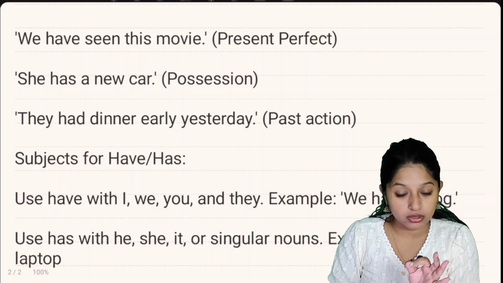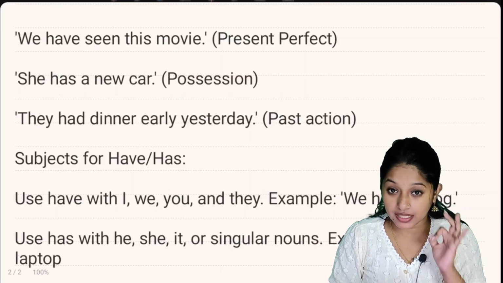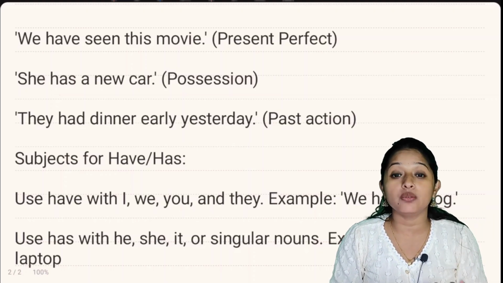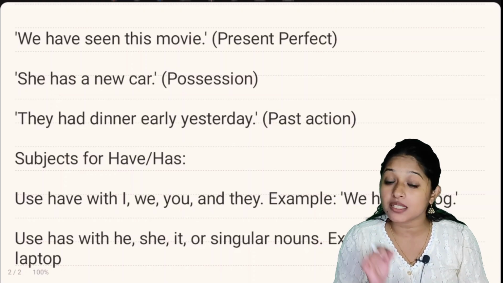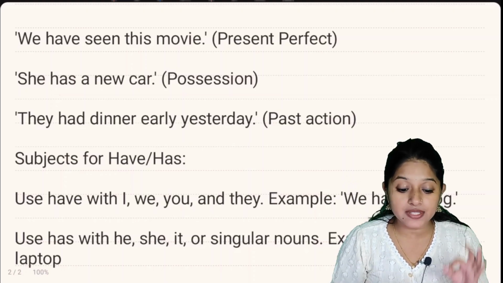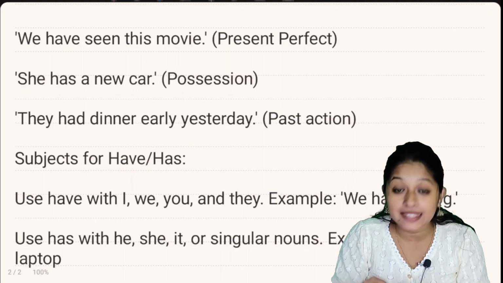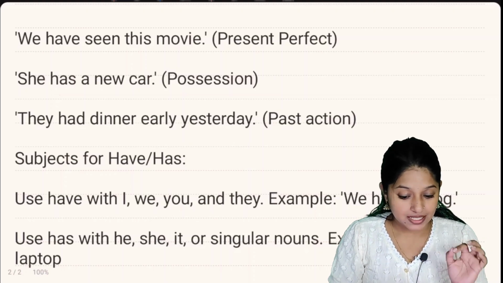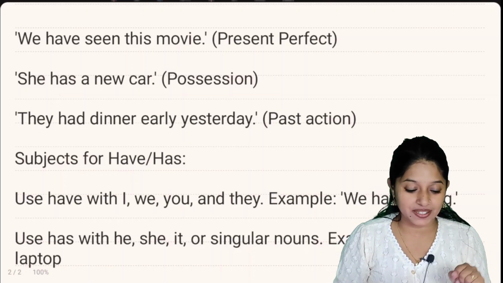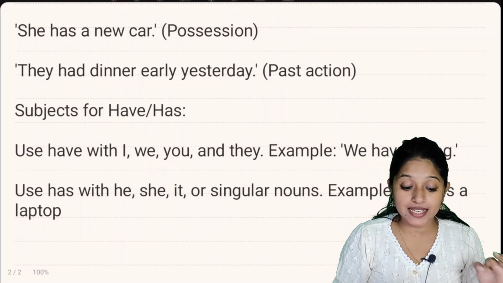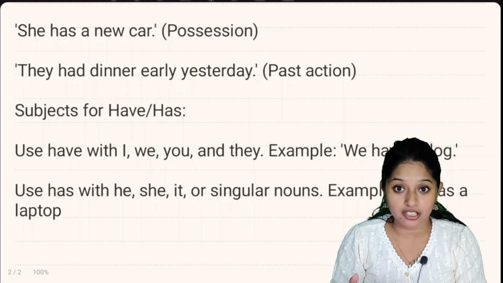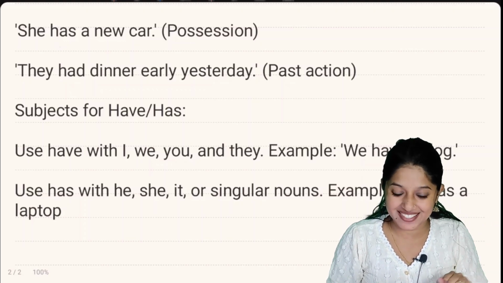Very important to note that whatever word is connected with the words have, has, had, we will use the third form of the verb or the past participle form of the verb. So let's focus once again on the sentence. We have seen this movie. So this is the sentence in present perfect, right? Let's move on to the next sentence, that is, she has a new car. She has a new car means it's a possession, that she owns it, right?